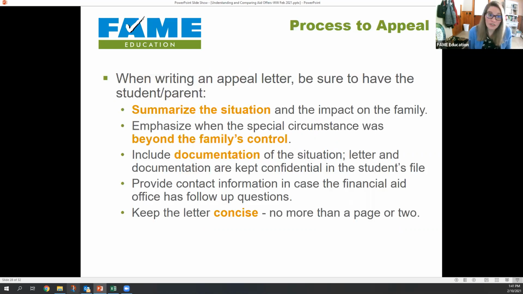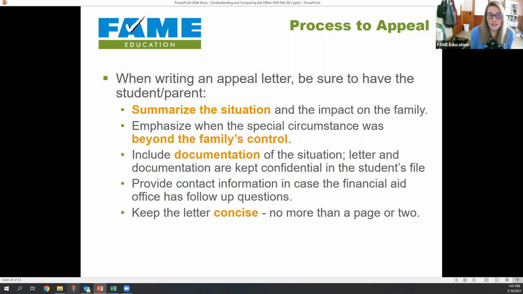When you're crafting this letter, you really want to summarize the situation. So in 2019, we had our business. In 2020, we lost our business. And really focus on the fact that it wasn't like we just decided to pick up and move, or to leave everything. The pandemic impacted us in X, Y, and Z ways. Be clear that this was beyond our plan and beyond our control.